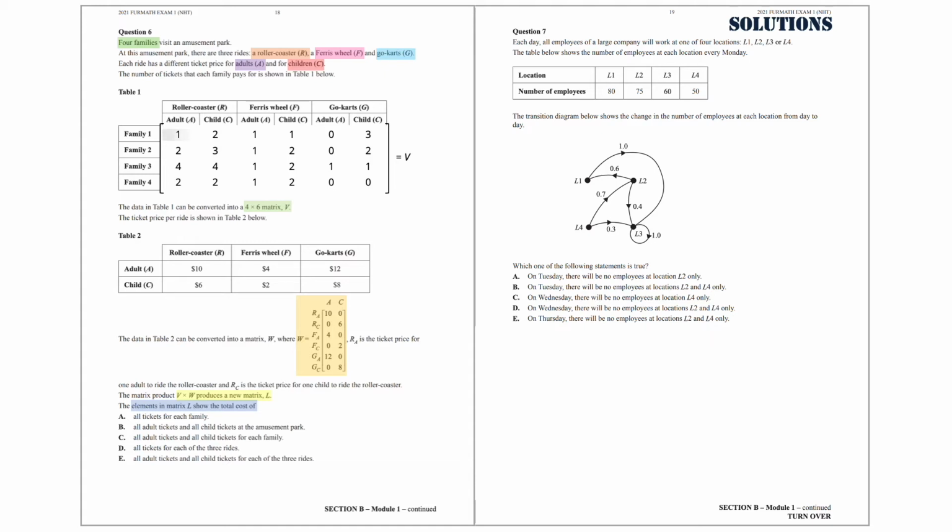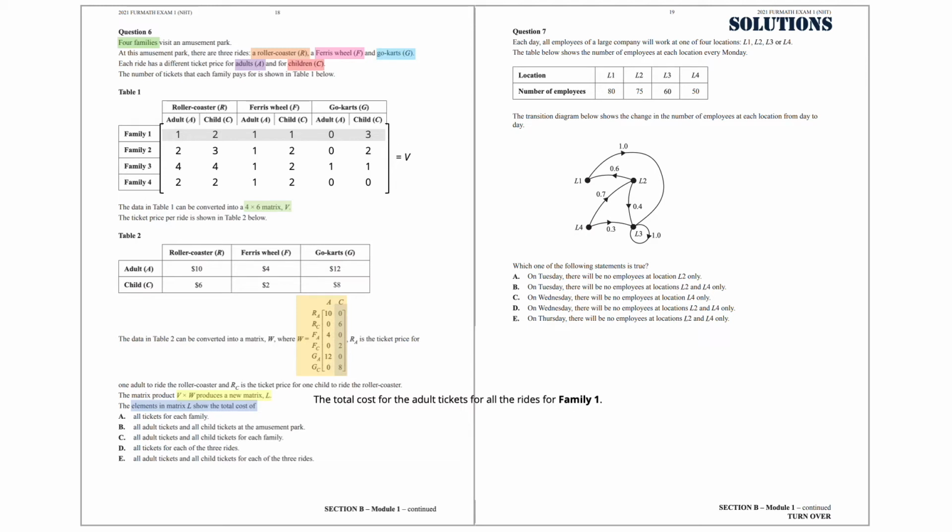When we multiply V and W, we multiply the first row in V by the first column in W, and that gives us the total cost for the adult tickets for all the rides for family 1.